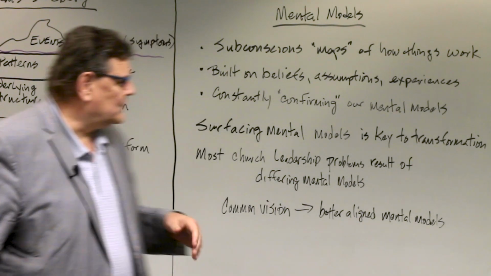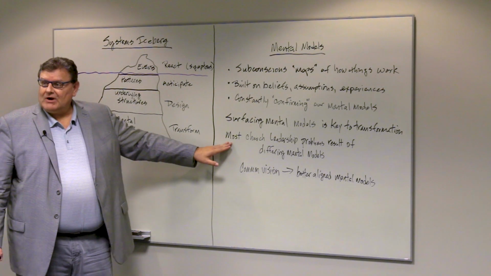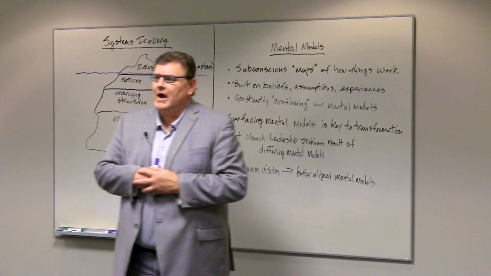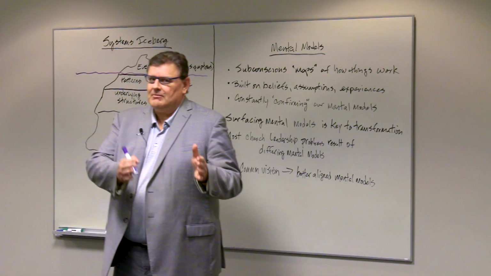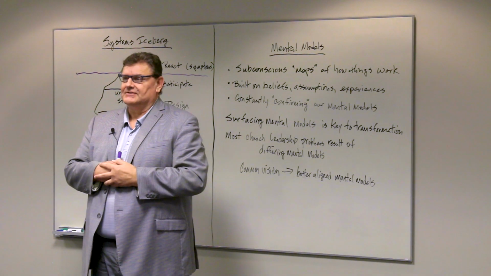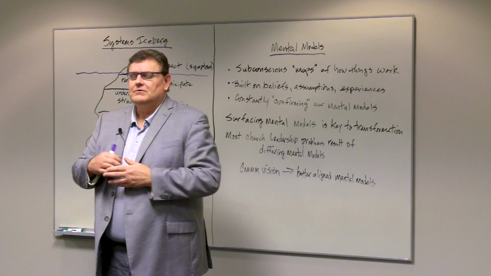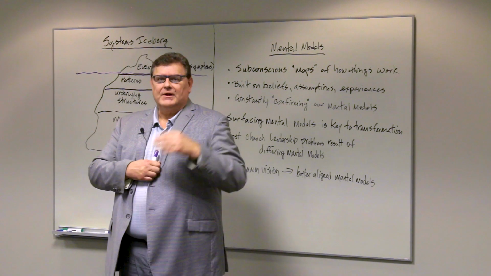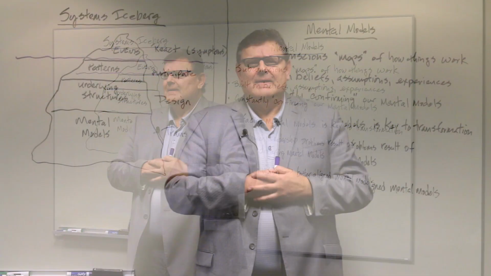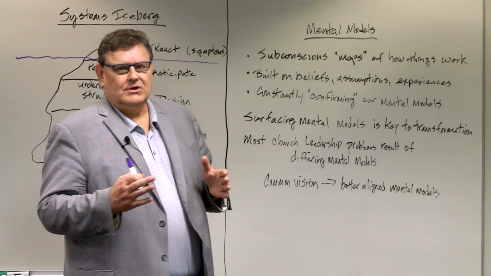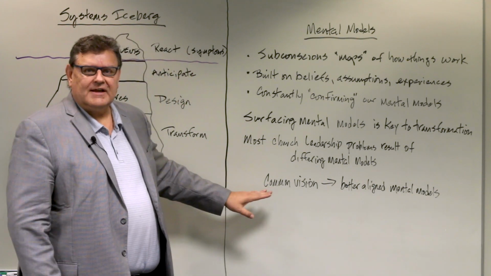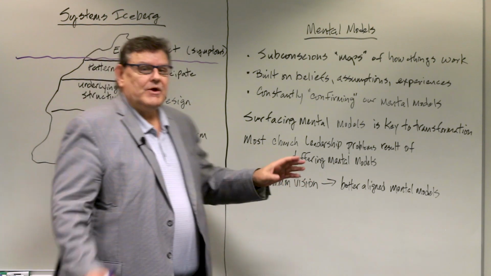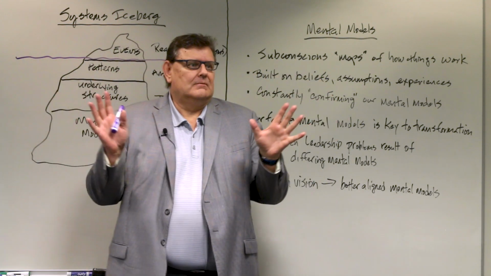Well, first of all, you can realize that most church leadership problems are the result of differing mental models, right? If you struggle with people who wonder why you're not spending more time doing visitation, it's probably because of their mental model of what a pastor is and does. If you struggle with people who are wondering why you don't do more leadership training, it's probably because of their mental model of what a pastor does and what they don't do. Mental models are essential to coming to a common unified vision. But you cannot come to a common unified vision with wildly disparate mental models.